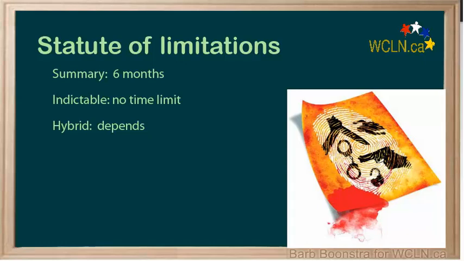A time limit to lay charges is known as a statute of limitations. In a summary offense, charges must be laid within 6 months of the alleged incident. In an indictable offense, there is no time limit or statute of limitations. Charges can be laid several years after the alleged incident. In a hybrid case, it depends on whether the case is being tried as a summary offense or an indictable offense.